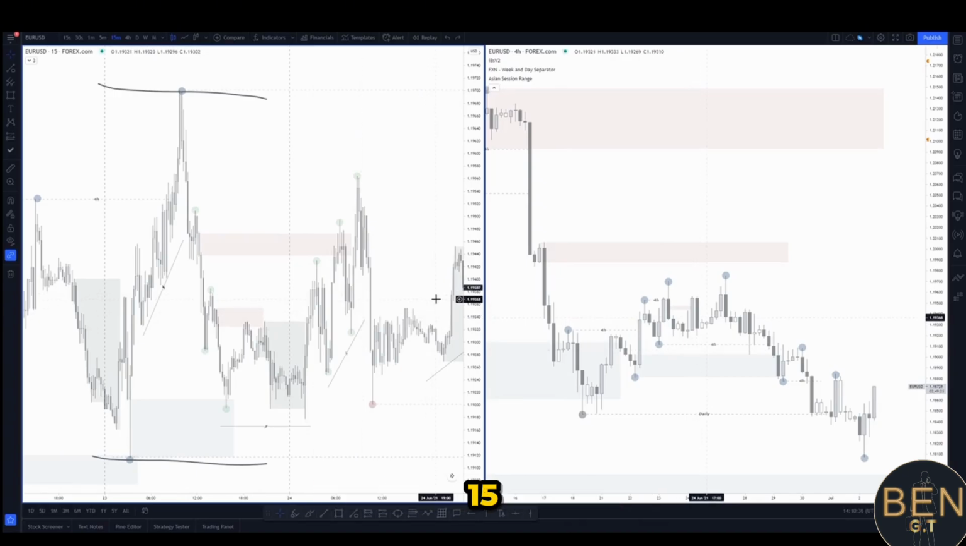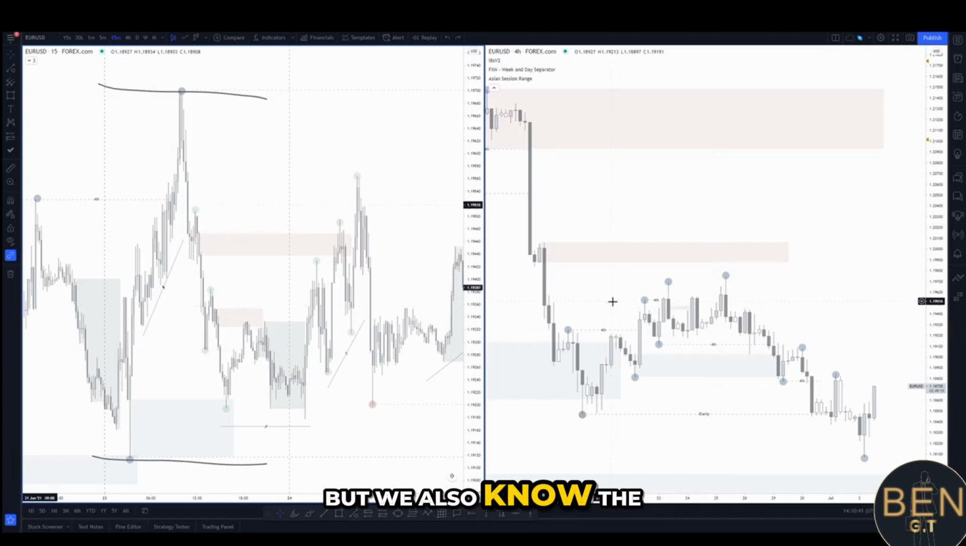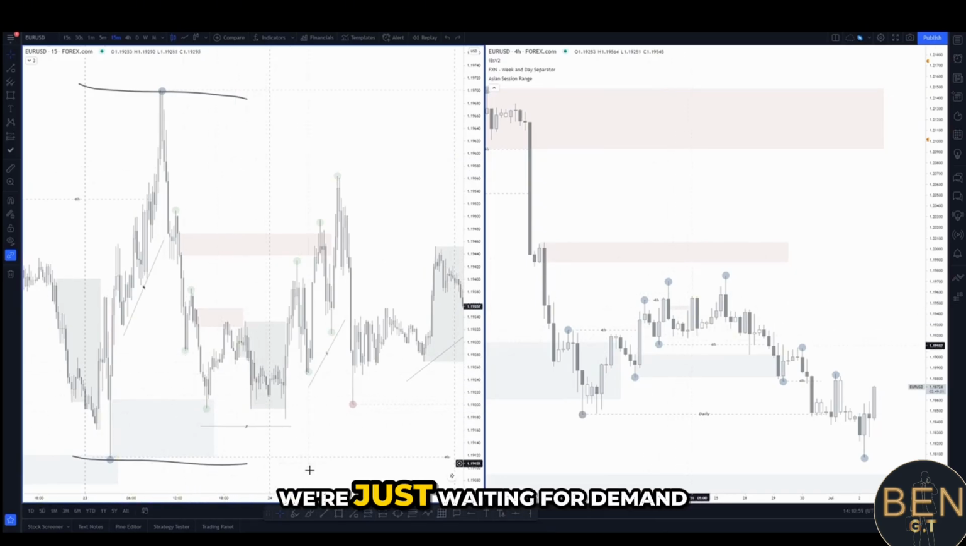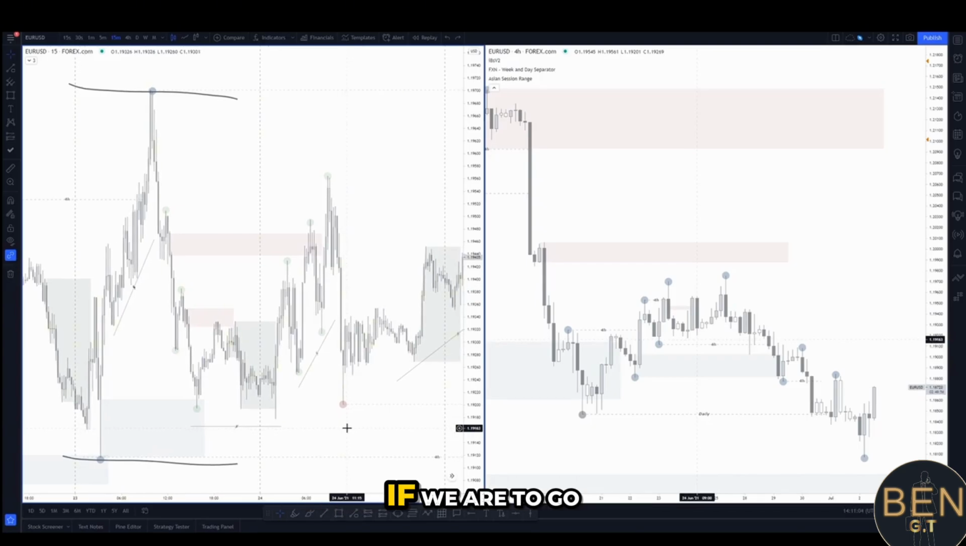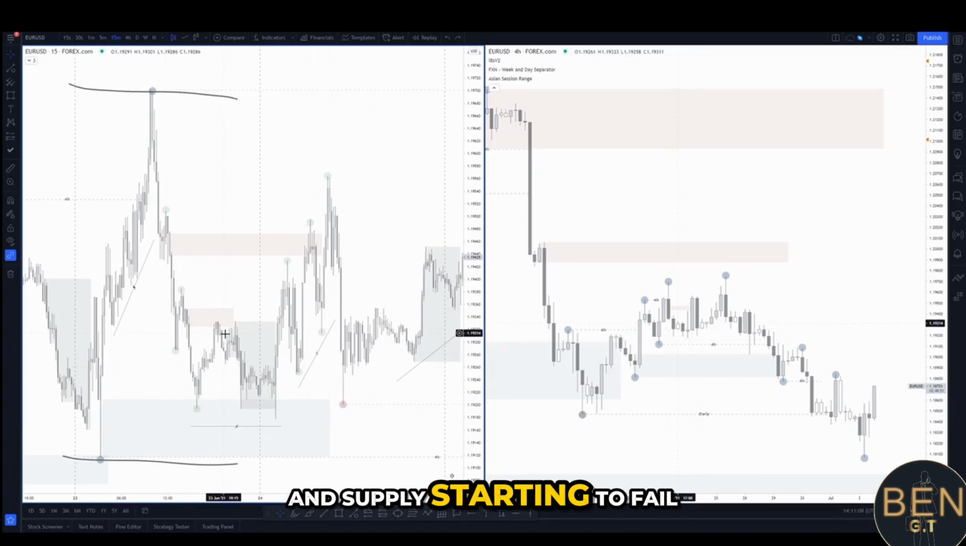Well, we know that the 15 and the 4-hour are predominantly bearish currently, but we also know that the daily is bearish. And right now the daily is in a phase of correction. We're waiting for price to find a lower high to continue to push down if it is in fact going to make a lower low. So when we're looking at this bit of price action, we're just waiting for demand to fail and supply to be respected if we are to go bearish. But if we start to see demand being respected and supply starting to fail, then that can give us a solid indication of what is to happen next.